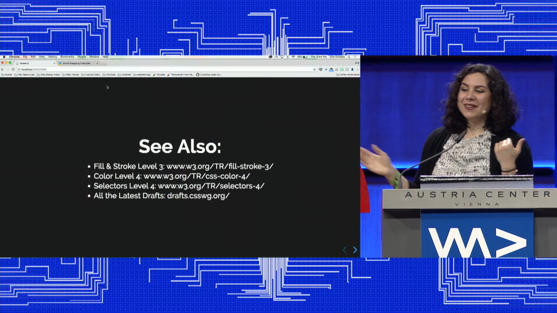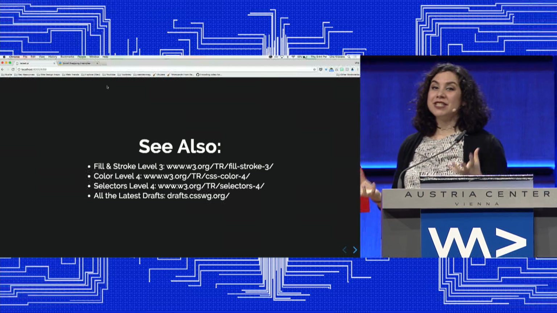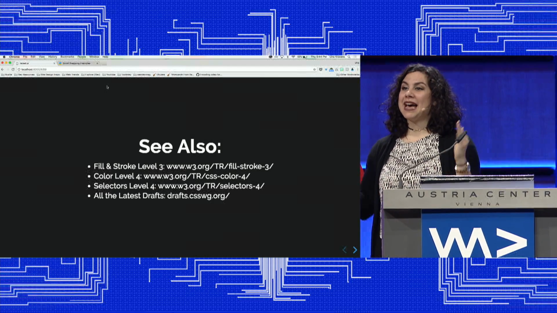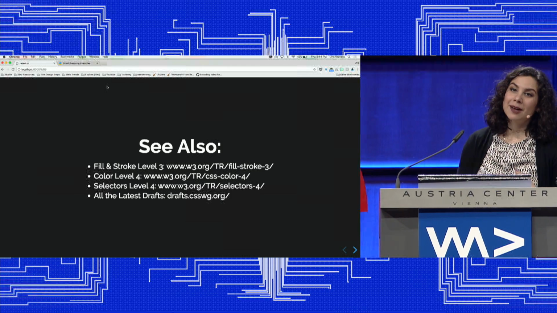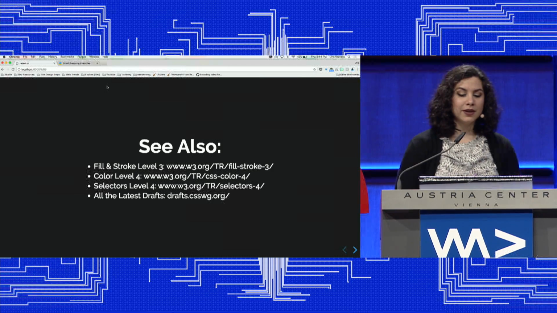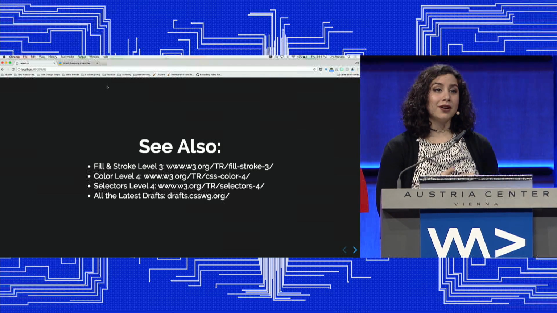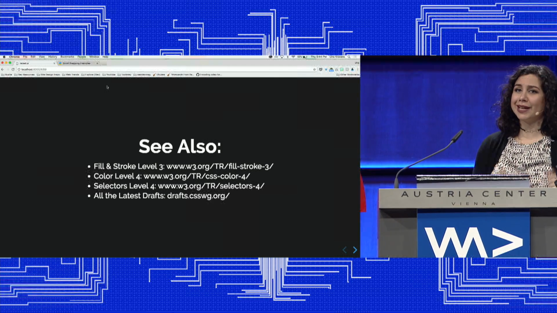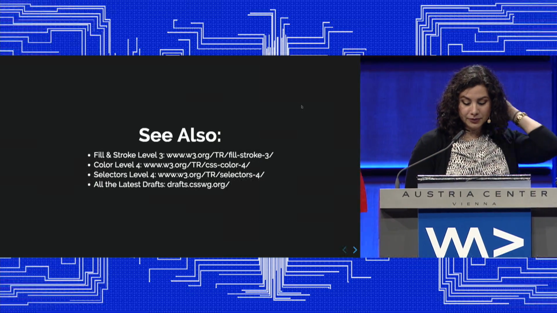Also, a couple of other things to check out are the fill and stroke properties, especially if you're into SVG and designing with SVG. That determines how things are getting filled. Color level 4, we have lab color coming out, a lot of different options there for colors, selectors level 4. Lots of drafts are available at drafts.csswg.org. If you're curious and just want to see what's coming up, I think this is a cool thing to do, but I'm a weirdo.